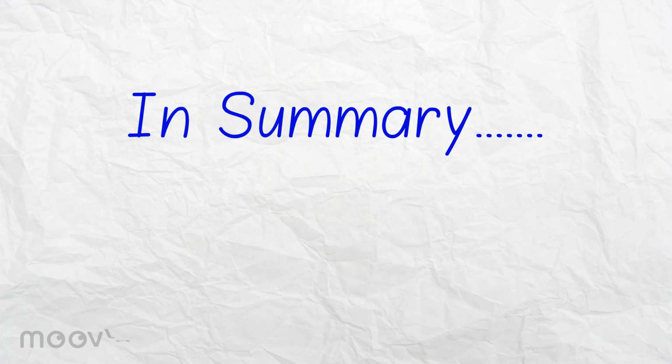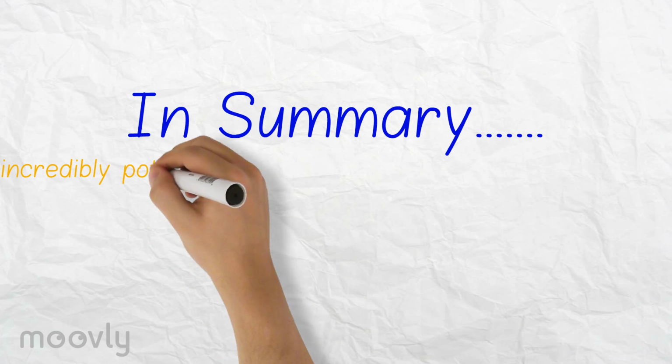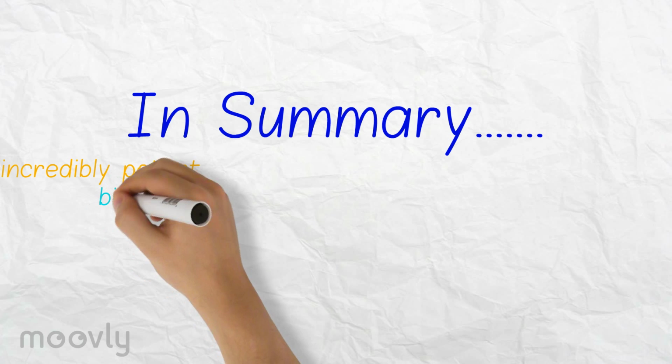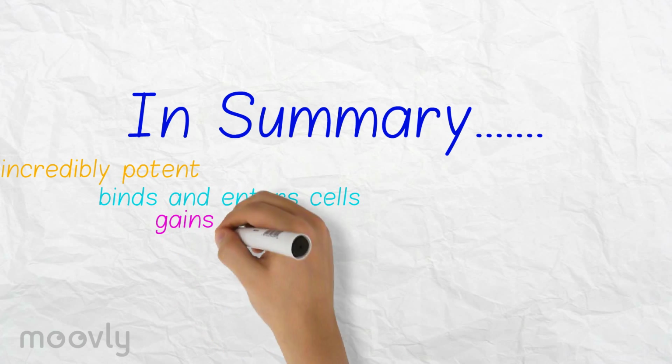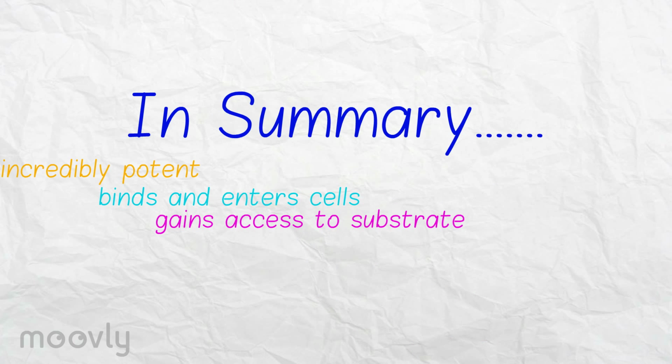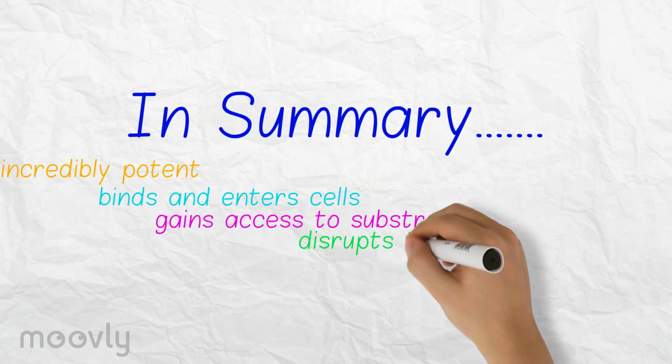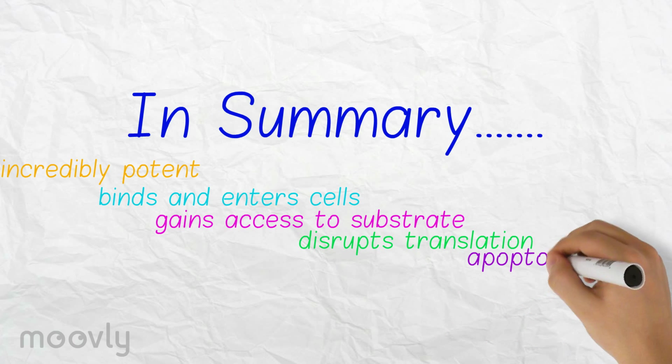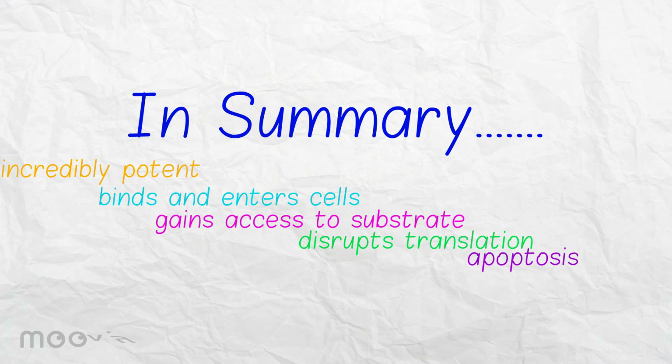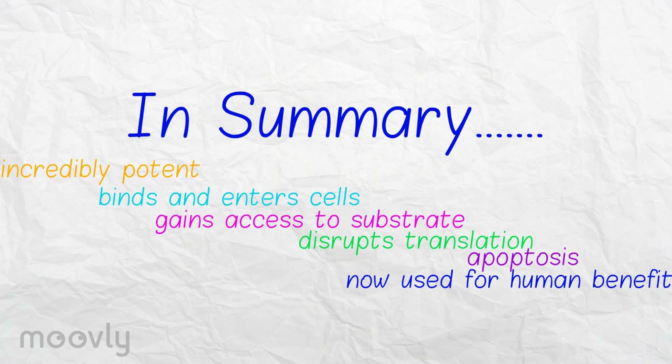In summary, we have seen that the diphtheria toxin is an incredibly potent toxin. We have learned about how it binds to and enters a cell, and then how it gains access to its cytosolic substrate. We have seen that the way it causes damage to a cell is by disrupting translation, which in turn brings about apoptosis. Importantly, we have seen that this toxin is nowadays used for human benefit as part of an approved anti-cancer immunotoxin. Although ONTAK is the only approved immunotoxin, this field of research is by no means quiet. Hopefully in the near future we will see more DT-containing compounds being used in the clinic for the treatment of many cancer types.